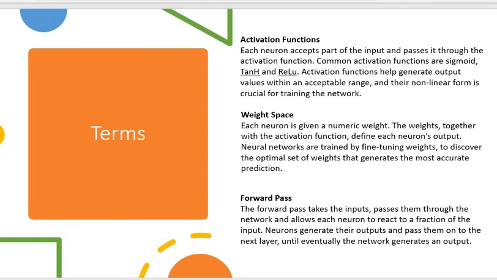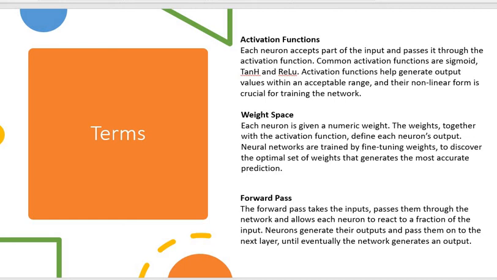Let's understand the activation functions. I think we have already gone through multiple activation functions like tanh, ReLU and others. So quickly, as a definition, each neuron accepts part of the input and passes it through the activation function. The common activation functions are sigmoid, tanh, and ReLU. We have also gone through the advantages and disadvantages of the various functions. These help generate the output values within an acceptable range, and their non-linear form is crucial for training of the network.